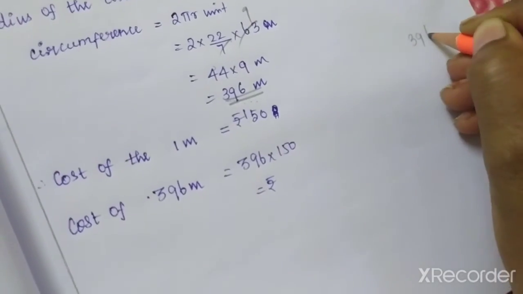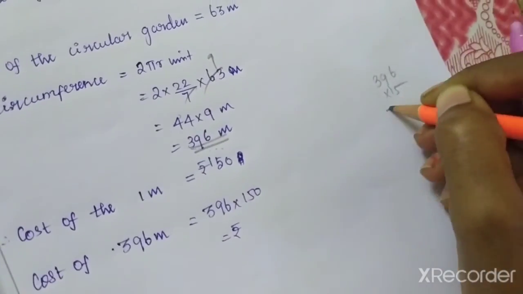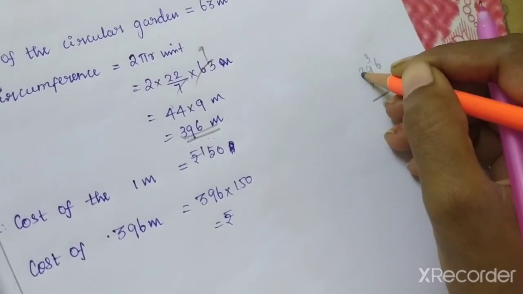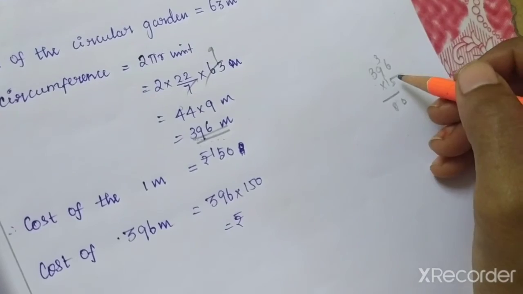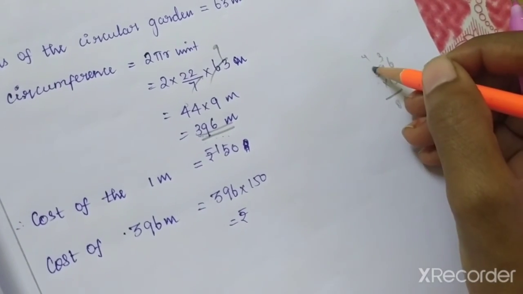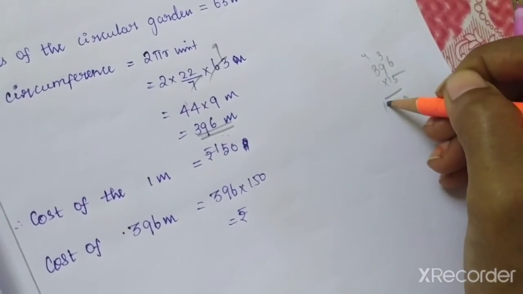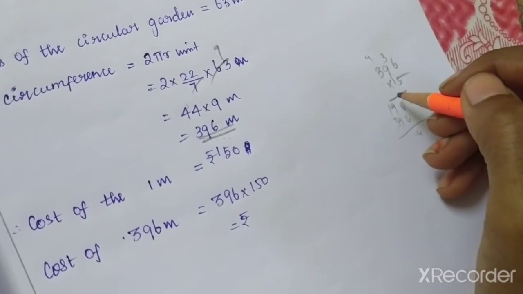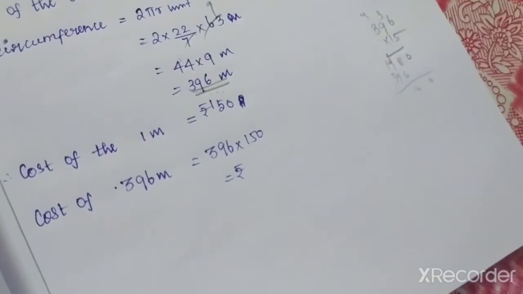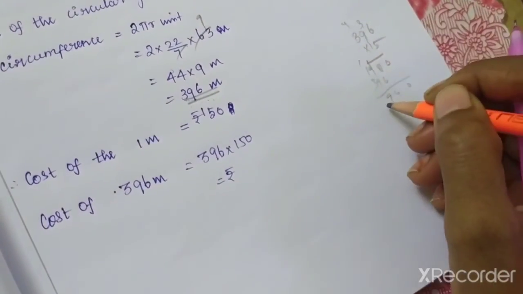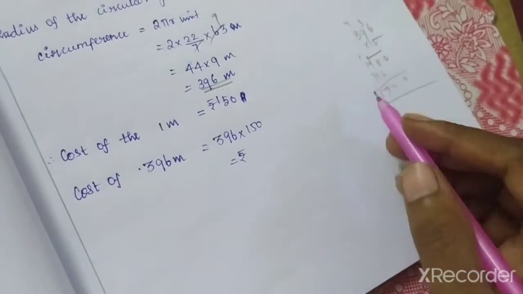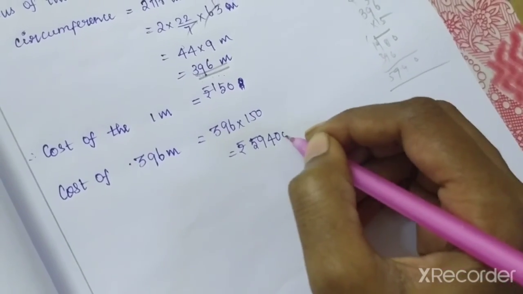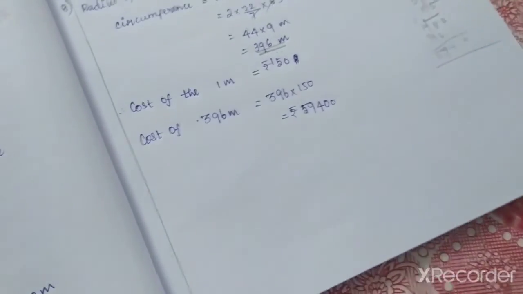So 396 into 15. So 30, so 3 fours are 12, and 4 fives are 20... 5940, and one more 0. Okay, this much rupees you are getting.